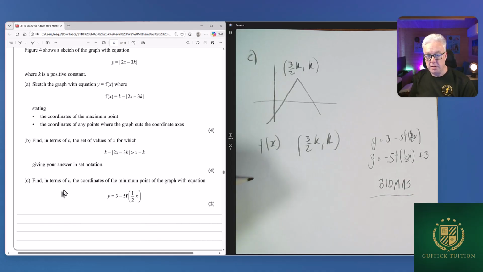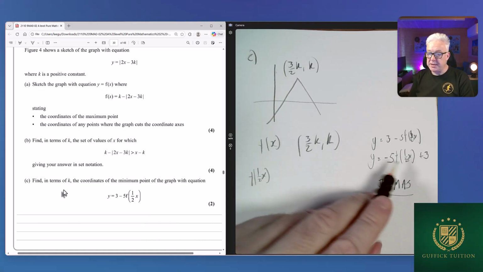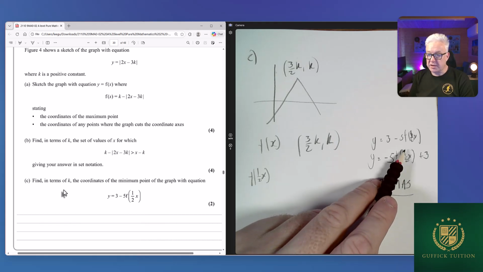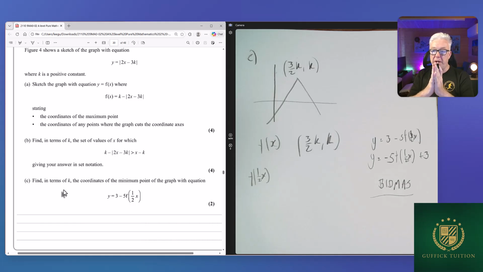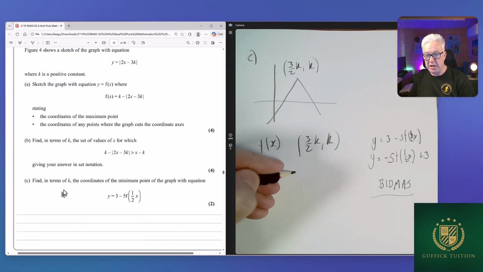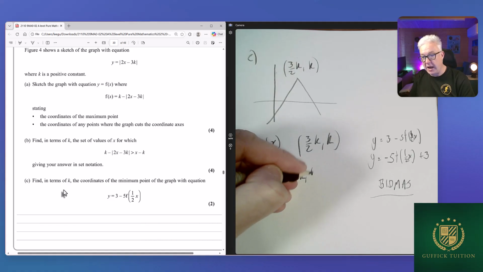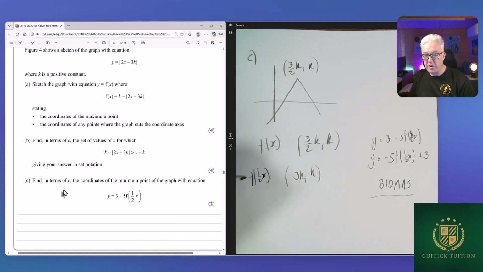So let's do f of a half x. Now this is going to be a transformation by scale factor 1 over a half, and 1 over a half is 2. So it's going to be stretched by scale factor 2 parallel to the x-axis. So that's going to change it into 3k, k. So that's when we've got f of a half x.